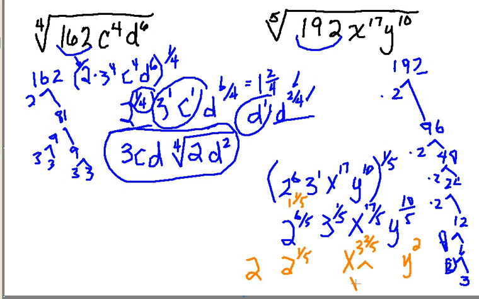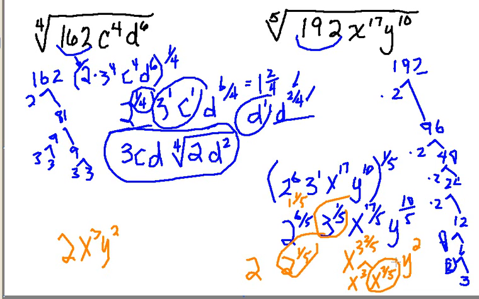I can rewrite this x as x to the third, x to the 2/5. So anything with a whole number can come out front. 2 to the first can come out front, so I have a 2. x cubed can come out front. And I've got a y squared because 2 is a whole number. And now what am I going to be left with? I'm going to be left with 2 to the 1/5, 3 to the 1/5, x to the 2/5.